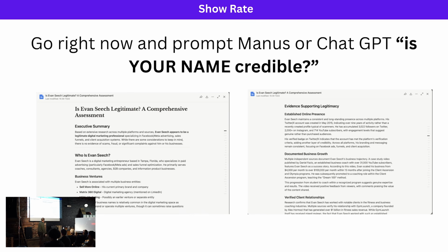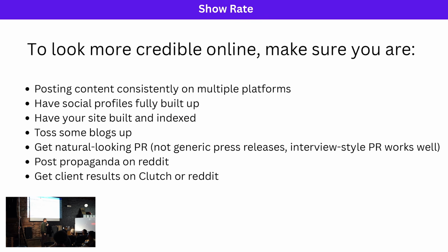So this is something you can do right now. It's kind of fun to do. I would pick Manus. You can do it on ChatGPT, but do Manus and just say, is your name credible? And it will put together this insanely long and comprehensive executive summary. It's very eye-opening. So you should all do this later. It's pretty cool. You can use ChatGPT, but Manus will go pretty detailed.